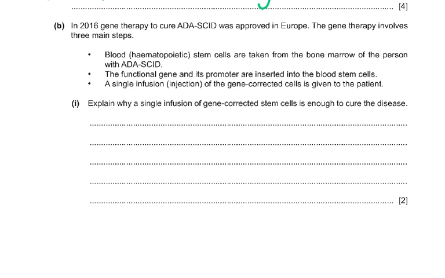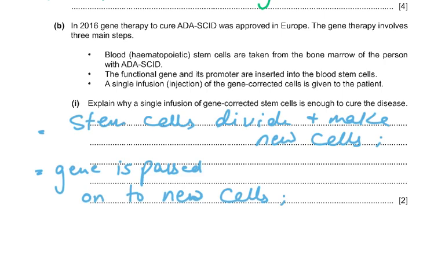Very easy. Stem cells will divide or multiply, will make new cells, and because the correct gene is inherited, it will be passed on to be present in the new cells. So the problem will be solved. The stem cells will divide, multiply, and the correct gene will be passed on to the new cells. So the person will not suffer from the disease because now that protein will be made. Some cells divide, make new cells, gene is passed on to the new cells. So there were only 2 marks and 2 points which we could have written for this.